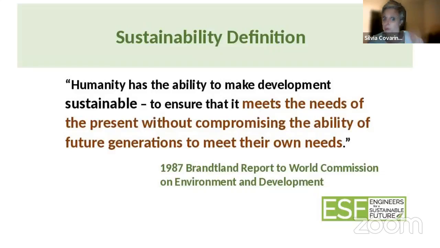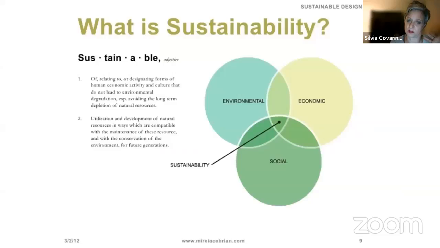Now, as humans, we have the ability to make development sustainable. We can grow in a sustainable way that meets the needs of the present without compromising the ability of future generations to meet their own needs. This definition is more than 30 years old, and comes from the World Commission on Environment and Development. We must keep this very important principle in mind.